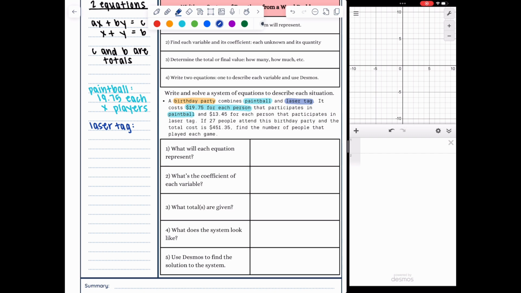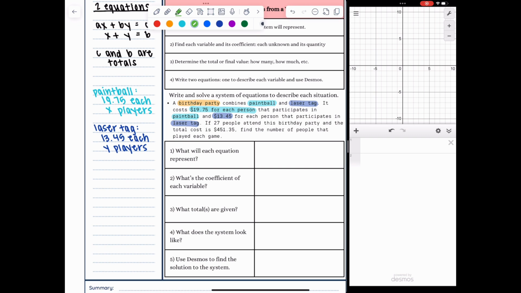The next thing you want to ask yourself is what's going on with laser tag. The laser tag is going to be $13.45 per person. It's a little bit cheaper. However, you still don't know how many people are going to choose to play laser tag. So the $13.45 represents per person, and I'm going to use the variable y to describe the number of people that are playing laser tag. So be thinking in your head what a total bill for this activity would look like.